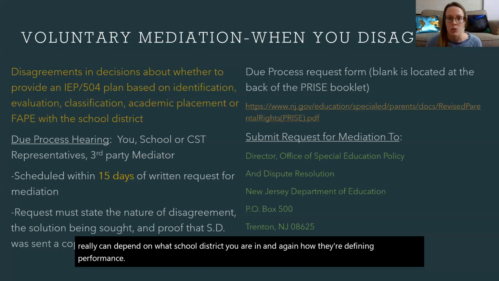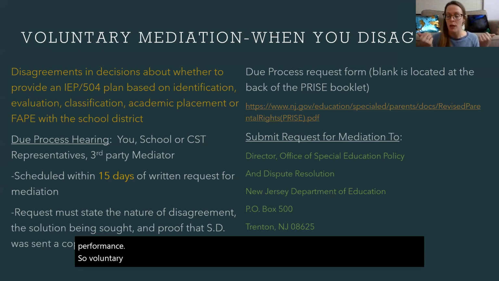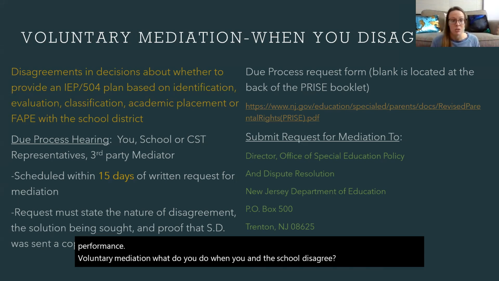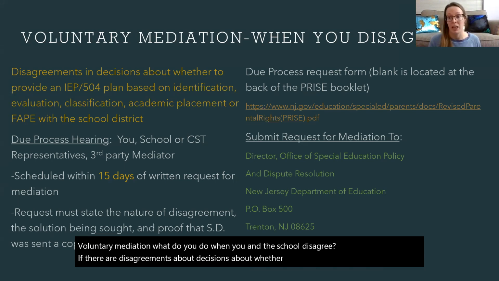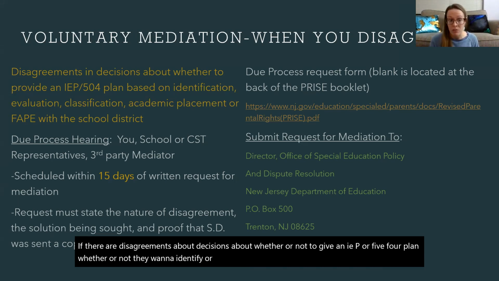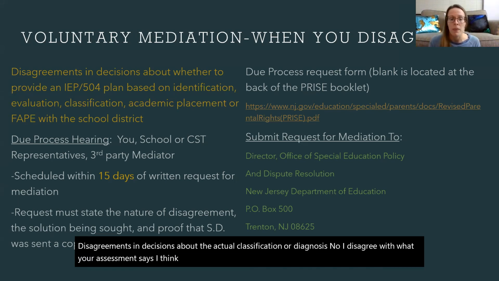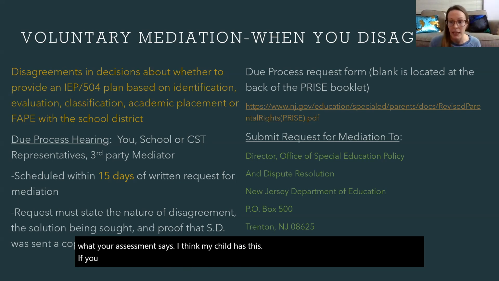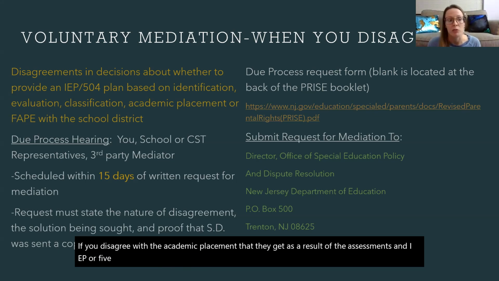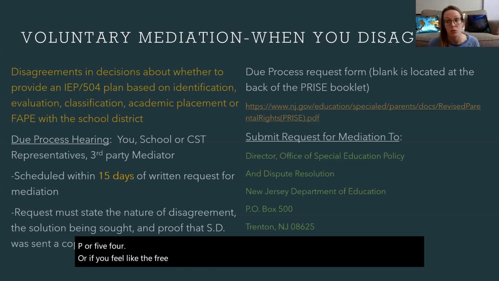So voluntary mediation. What do you do when you and the school disagree? If there are disagreements about decisions about whether or not to give an IEP or 504 plan, whether or not they want to identify or classify or even evaluate, disagreements in decisions about the actual classification or diagnosis. No, I disagree with what your assessment says. I think my child has this. If you disagree with the academic placement that they get as a result of the assessments and IEP or 504, or if you feel like the free, appropriate public education within the school district is not being honored.